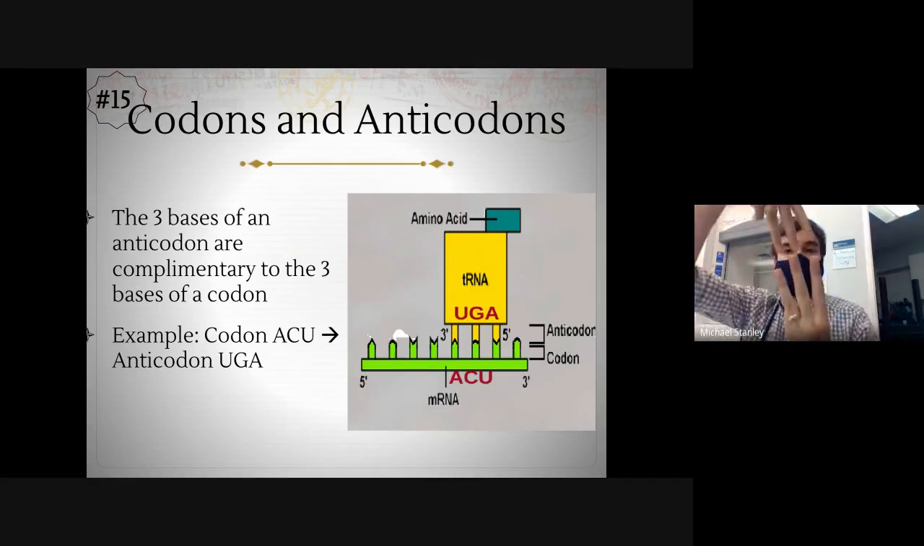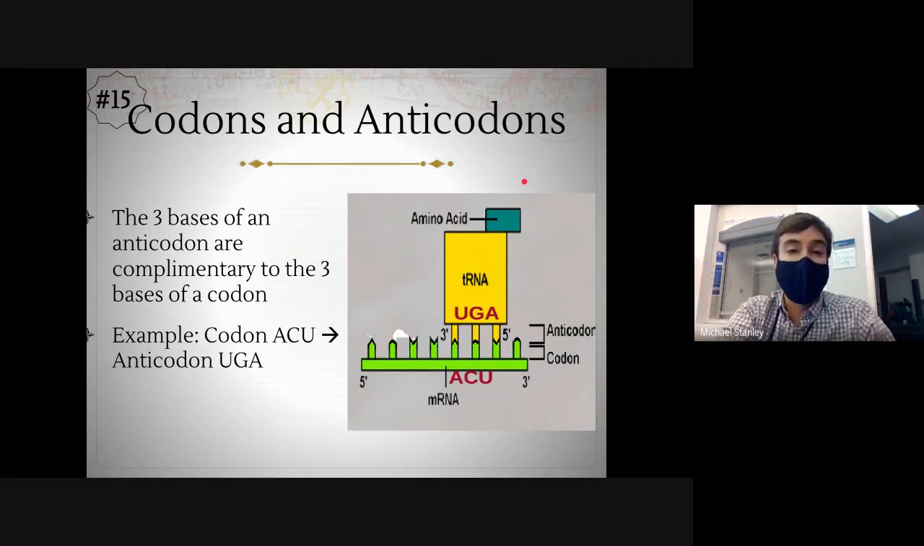So when the codon and the anticodon match up, the amino acid comes off of the tRNA and gets linked on to that growing protein chain.